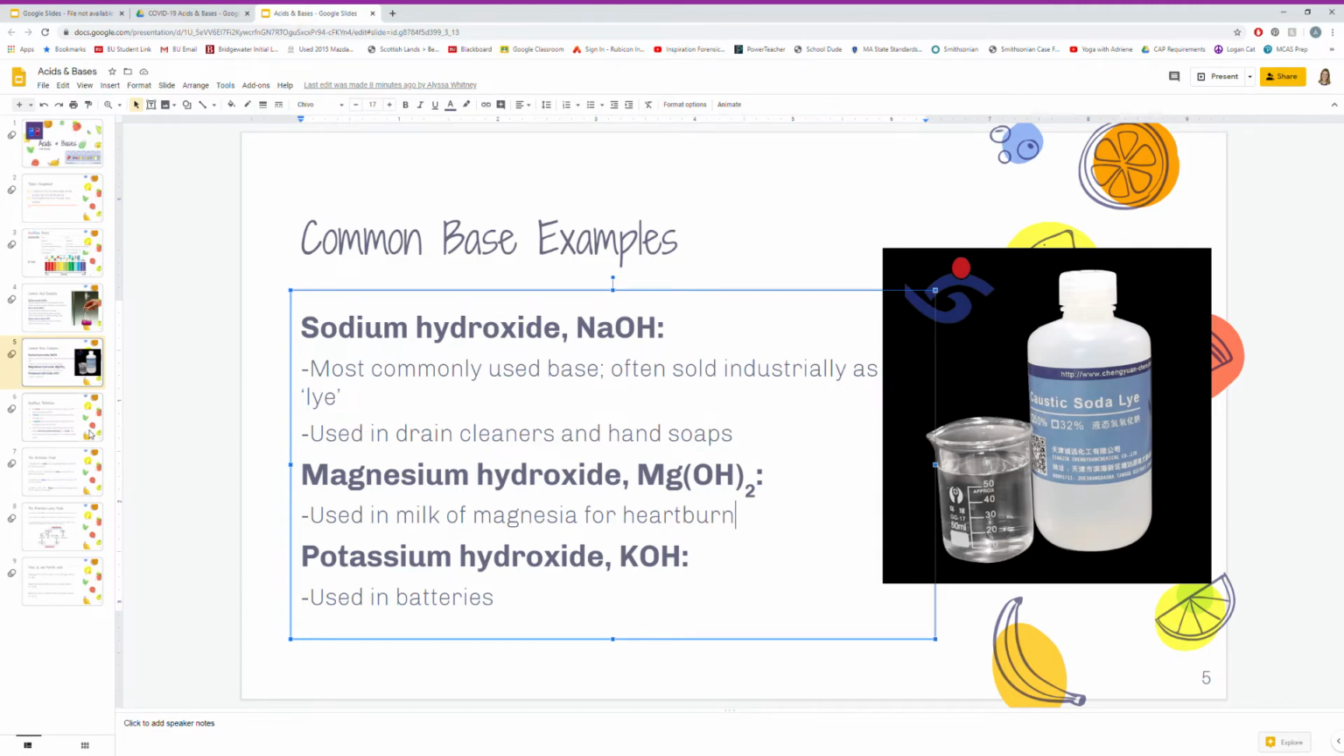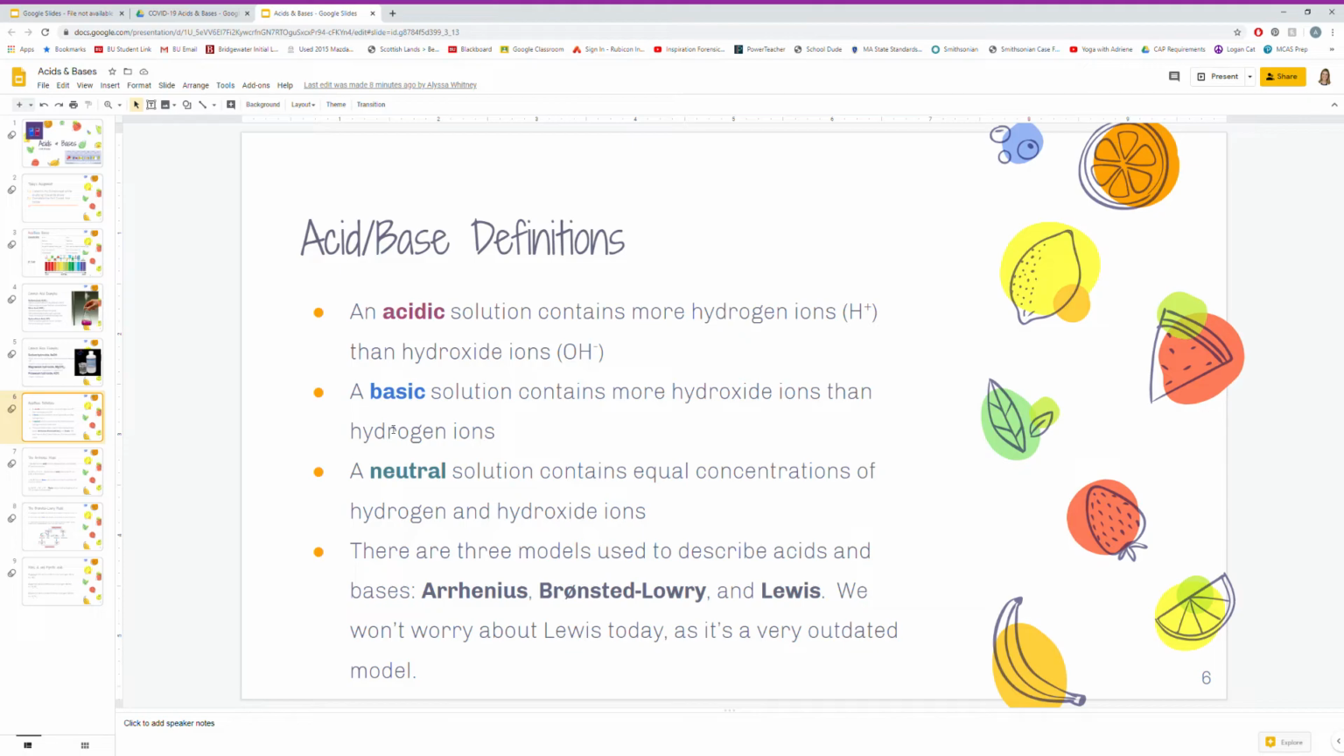All right, so generally speaking, going back to what I just pointed out, an acid solution contains more hydrogen ions than hydroxide ions. So it's got more H plus than OH minus, whereas a basic solution contains more hydroxide ions than hydrogen ions. And then a neutral solution is going to contain an even number of hydrogen and hydroxide ions. And there are a whole bunch of different models because there are a whole bunch of different chemists who studied acids and bases, and they all have their own definitions for what an acid and base is.